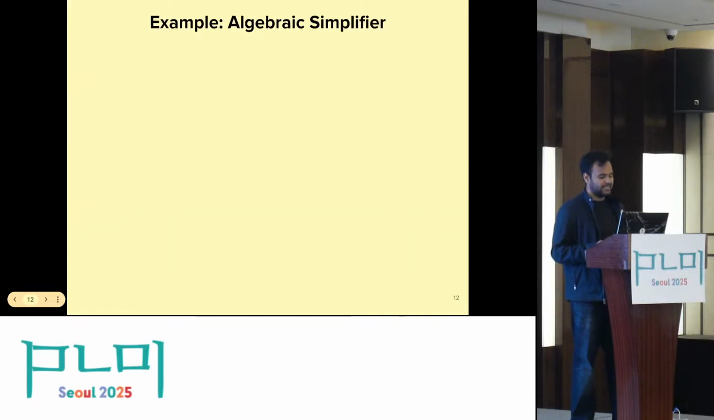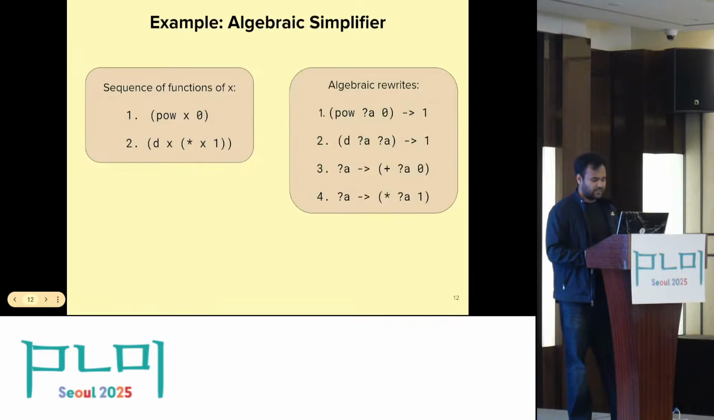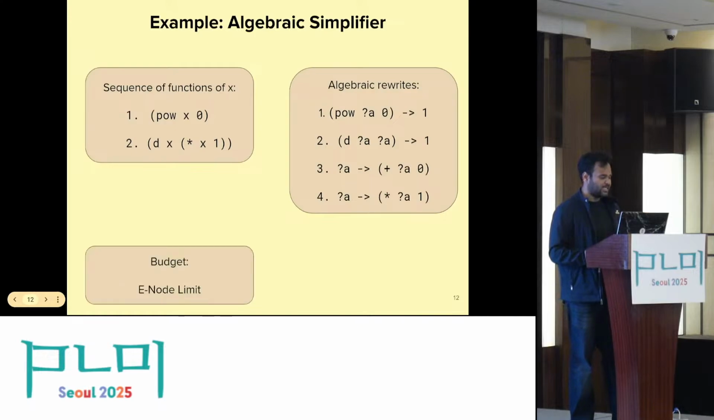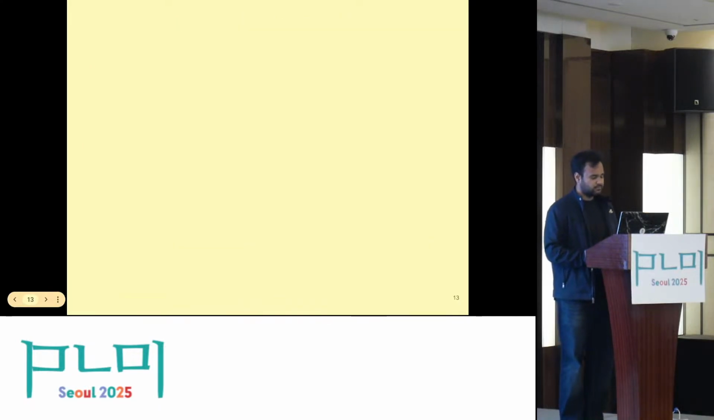Let's look at a concrete example, an algebraic simplifier. We will consider a sequence of two functions of x. The first one is x to the power 0. The second one is the derivative with respect to x of x times 1. We have some algebraic rules. For example, the first one says that anything to the power of 0 is 1. The second says that the derivative of anything with respect to itself is 1, and so on. Our budget will be a maximum number of e-nodes, and our cost function will just be size. So we're going to try to minimize the size of our input terms.